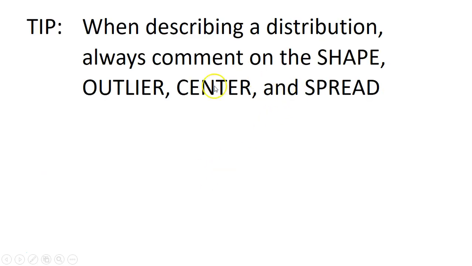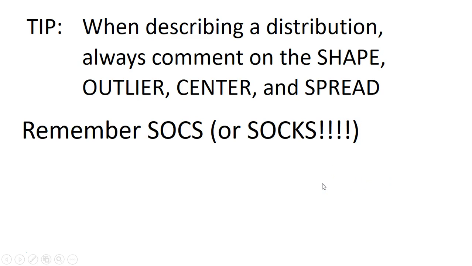Tips. When describing a distribution, always comment on the shape, outlier, center, and spread. They want you to comment on all aspects. When it says describe the distribution, this is huge for your AP exam. When they ask you to describe it, that's what they want. So refer to your SOCS, basically, is what I'm saying. You've got your shape and your spread, and you've got your outlier and your center. They want to know where all that stuff is happening. So when they say describe the distribution, refer to your SOCS. The shape, outlier, center, and spread.